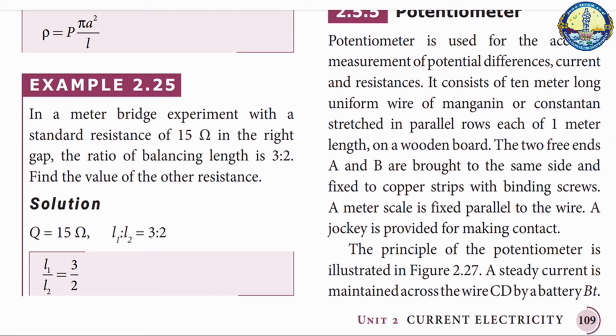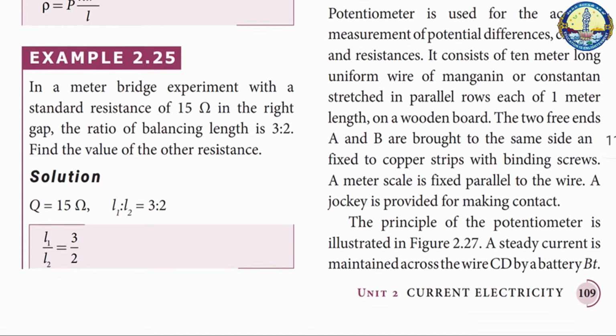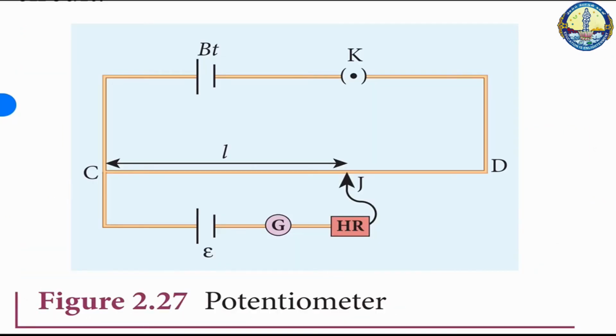Today we are going to see the topic potentiometer from the unit current electricity. Potentiometer is used for the accurate measurement of potential difference, current and resistance. It consists of a 10-meter long uniform wire of manganin or constantan stretched in parallel rows, each of 1 meter length, on a wooden board. The two free ends A and B are brought to the same side and fixed to copper strips with binding screws. A meter scale is fixed parallel to the wire. A jockey is provided for making contact.